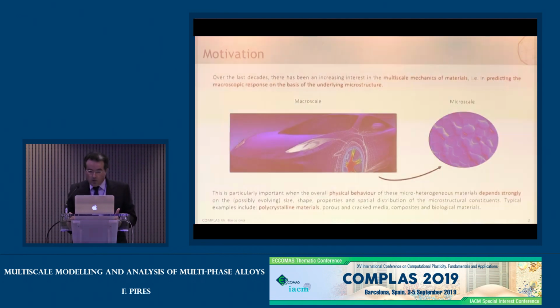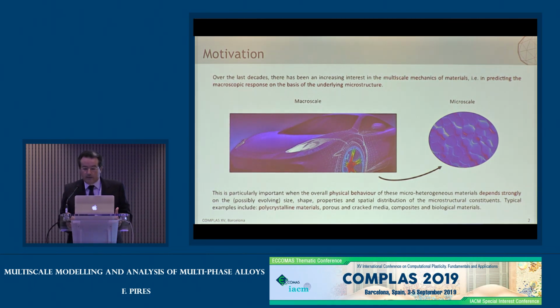So we have witnessed over the last years, and also in many presentations during this conference, that there is an increasing interest in the multiscale mechanics of materials. And the underlying idea is always to predict the macroscopic response based on the underlying microstructure. And this is very important when the material behavior at the microscale is very heterogeneous. Typical examples are polycrystalline materials, porous and cracked media, composites, biological materials, so the list never ends really.